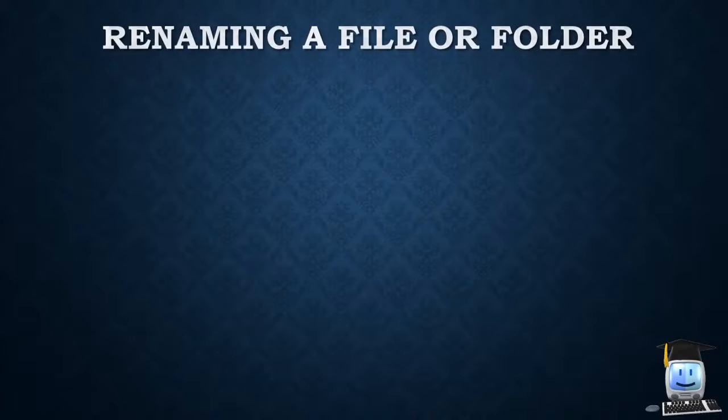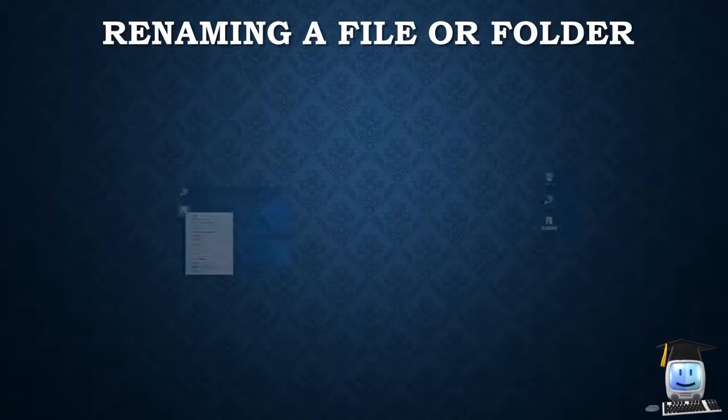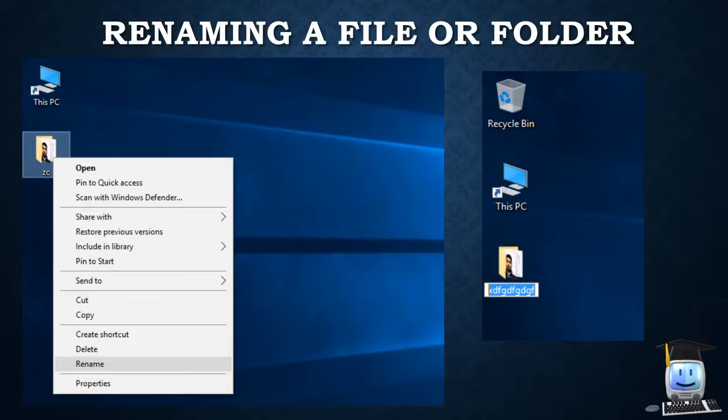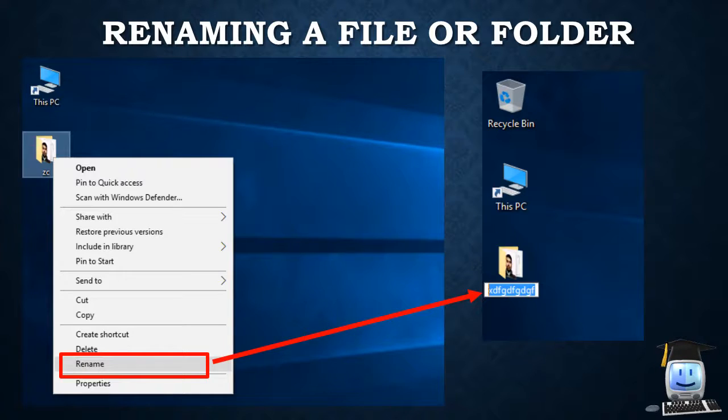Now renaming a file or folder. Renaming means changing the name of a file or folder. You can rename a file or folder by right clicking on the selected icon, then selecting Rename from the shortcut menu. Now you can type the new name of the file or folder.